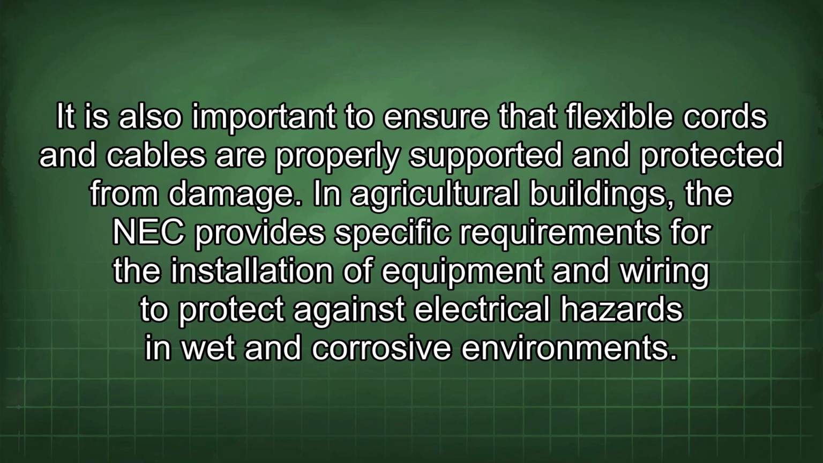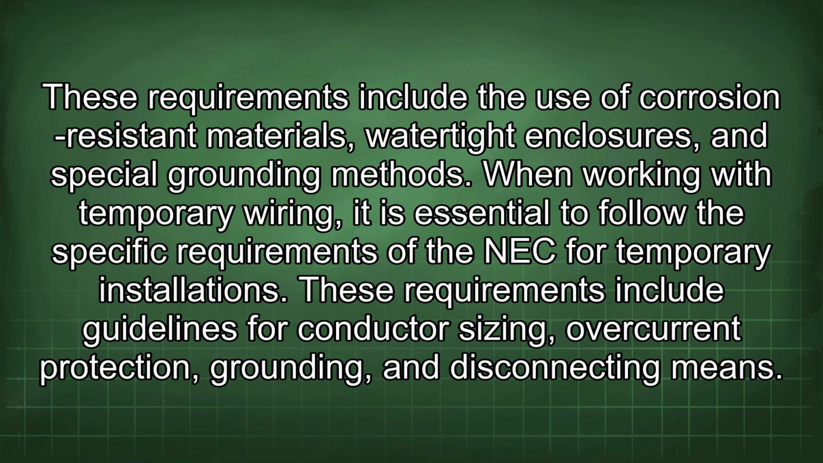In agricultural buildings, the NEC provides specific requirements for the installation of equipment and wiring to protect against electrical hazards in wet and corrosive environments. These requirements include the use of corrosion-resistant materials, watertight enclosures, and special grounding methods.